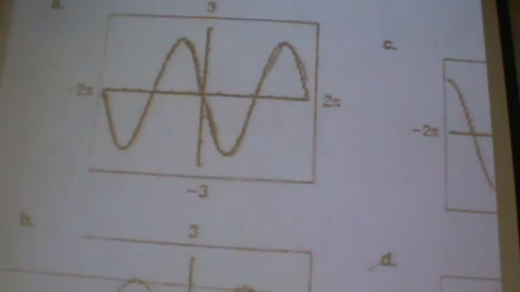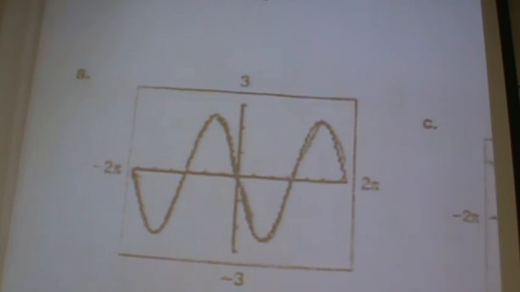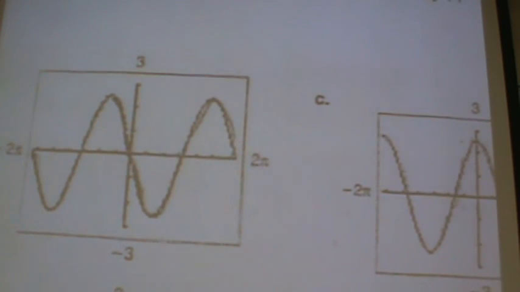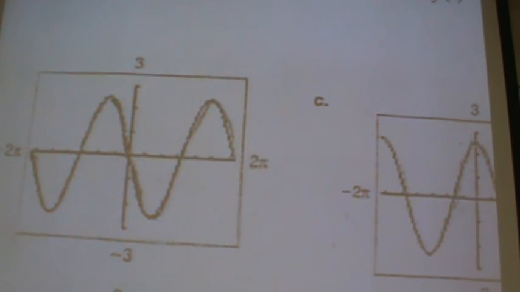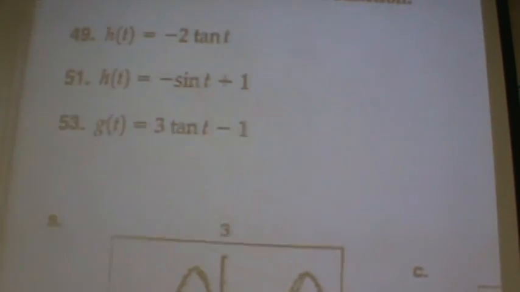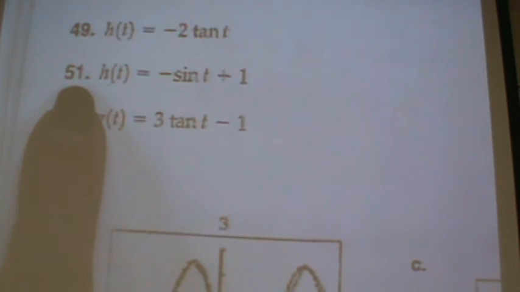Now, can you tell me really quick which graphs are which? For 49, I already did them. What are they? Cosine. Oh, I did the actual. Which ones are which? Which one's 51? E. That one. This one?